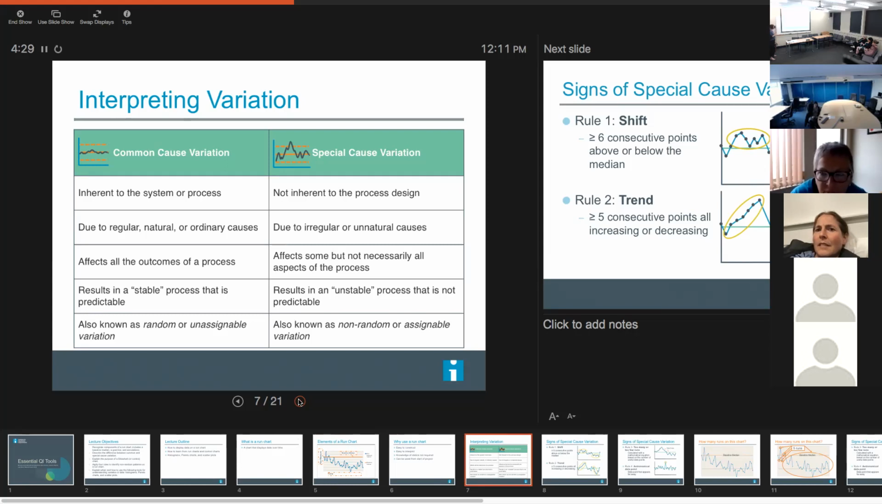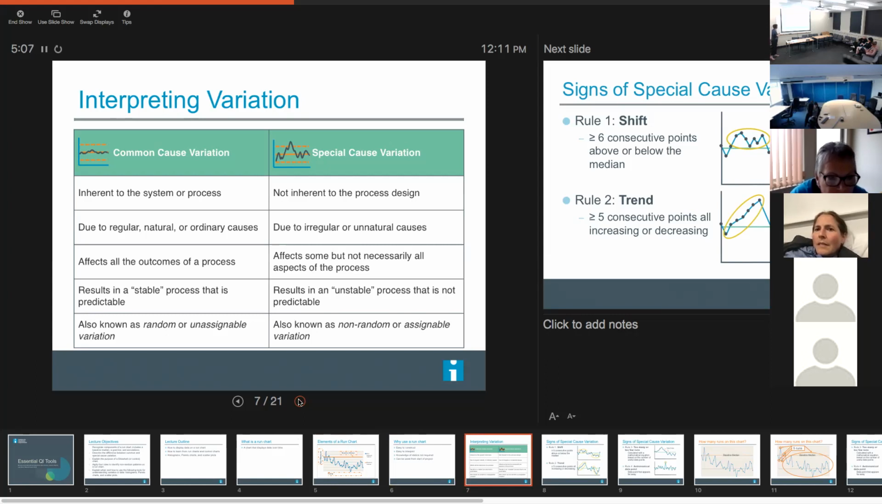Data variation that we'd expect just in the course of everyday events is common cause variation. That's things that are just inherent to the process, day-to-day variation, things that we can predict that might happen along the way. It's due to regular, natural, ordinary causes. It affects all outcomes of the process, and it results in an overall stable process because it's expected. So just a small amount of variation is expected, and it's also known as random or unassignable variation.